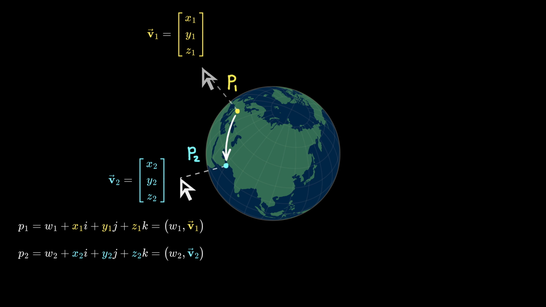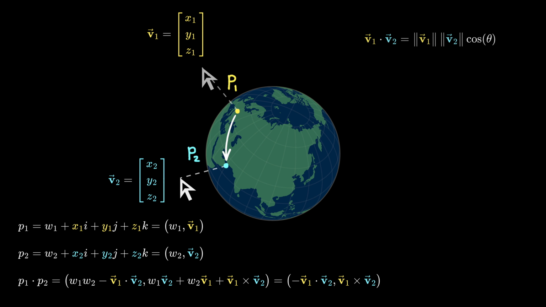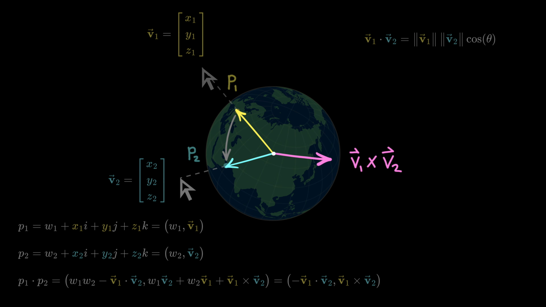Let me also write the points as vectors, V1 and V2, because we're going to use linear algebra to explain how this works. As we saw earlier, when we multiply two quaternions, the dot product and cross product of their vector components show up in the result of the multiplication. Since the W component of these quaternions is 0, we get the negative dot product for the scalar component and the cross product for the vector component. Now, the dot product is related to the angle between the two vectors. Specifically, the dot product of two vectors is equal to the length of the vectors multiplied by the cosine of the angle between them. And the cross product returns a vector perpendicular to the two vectors.